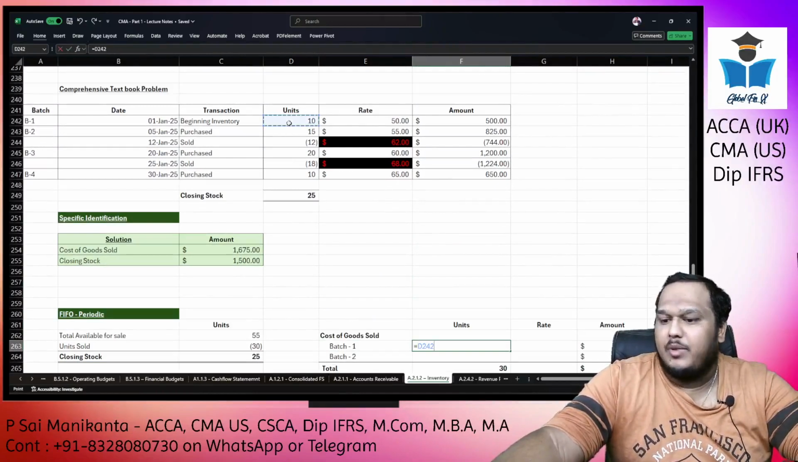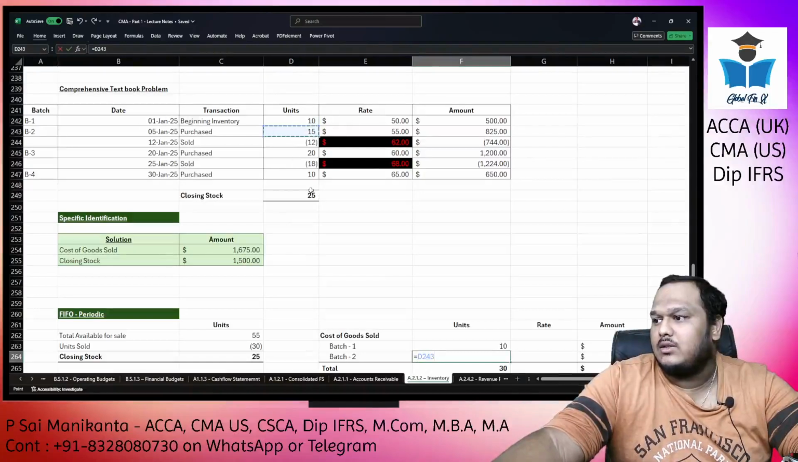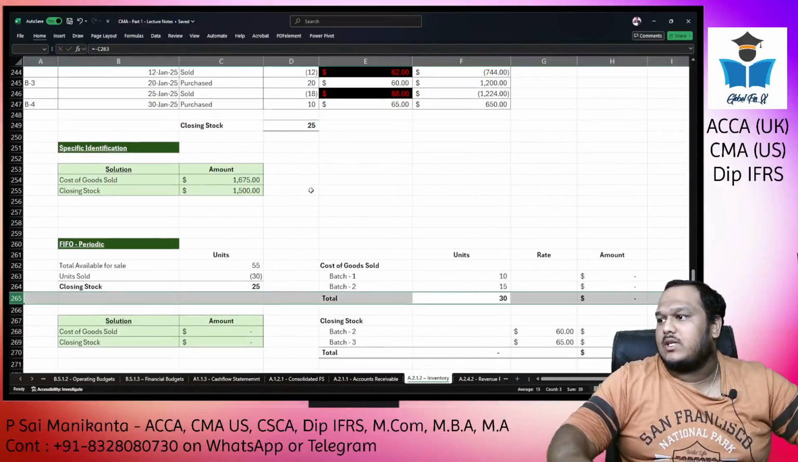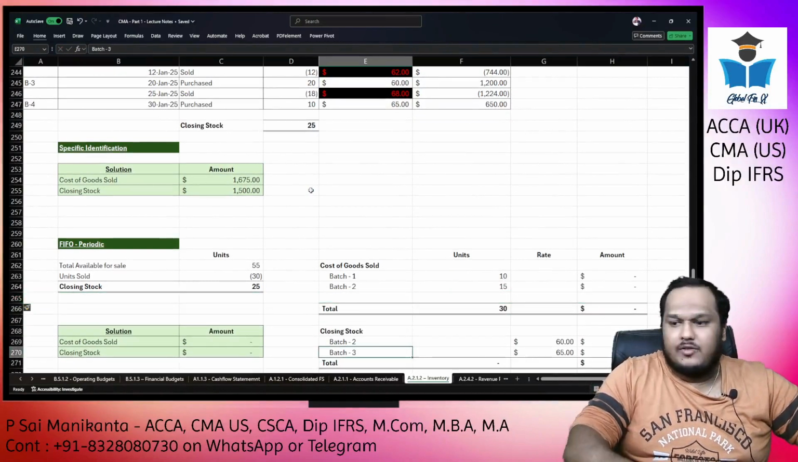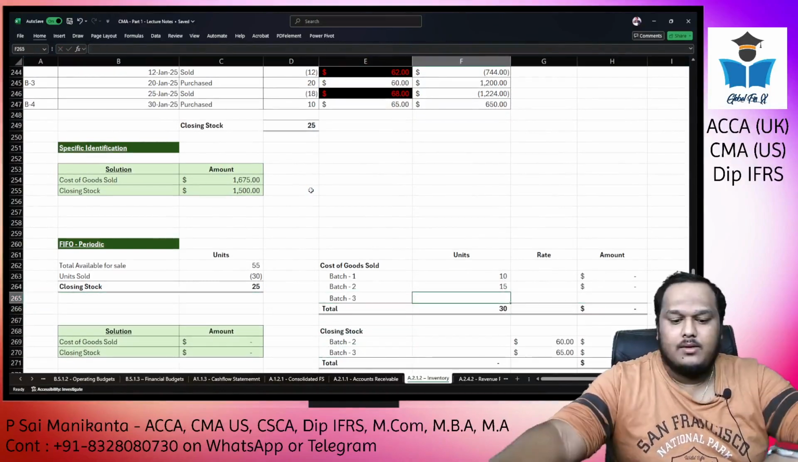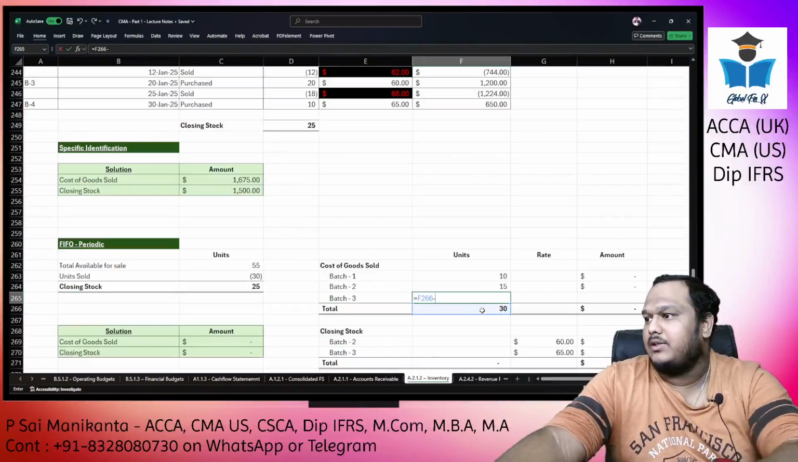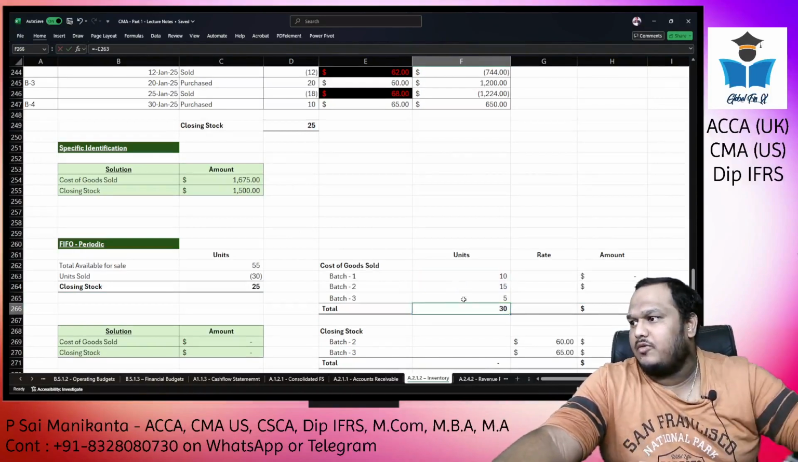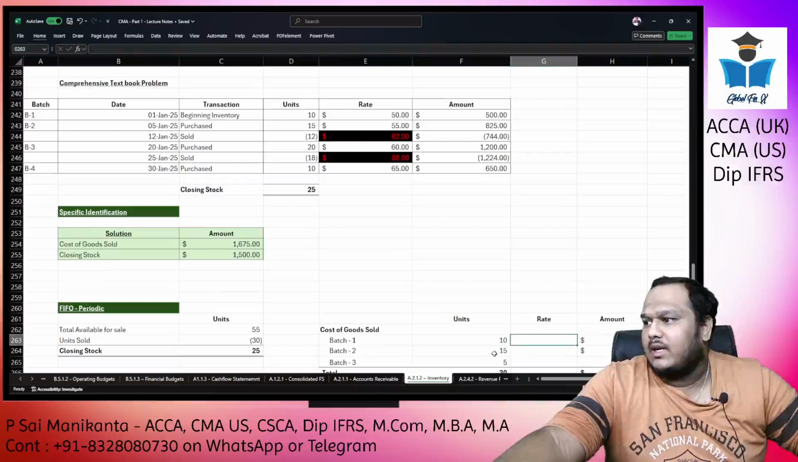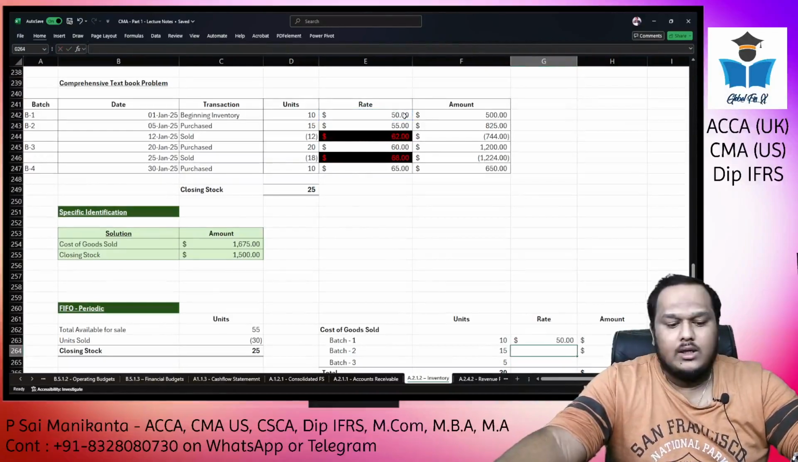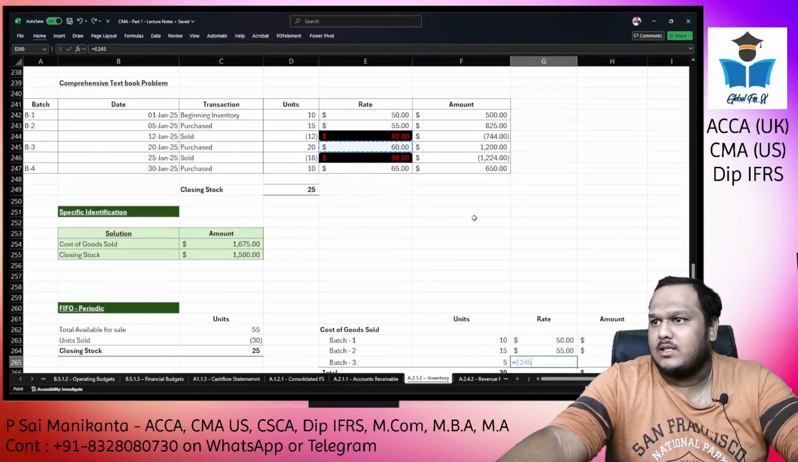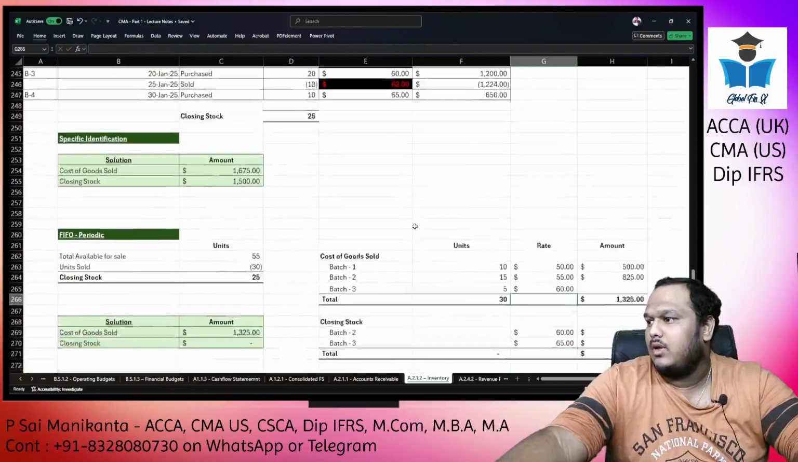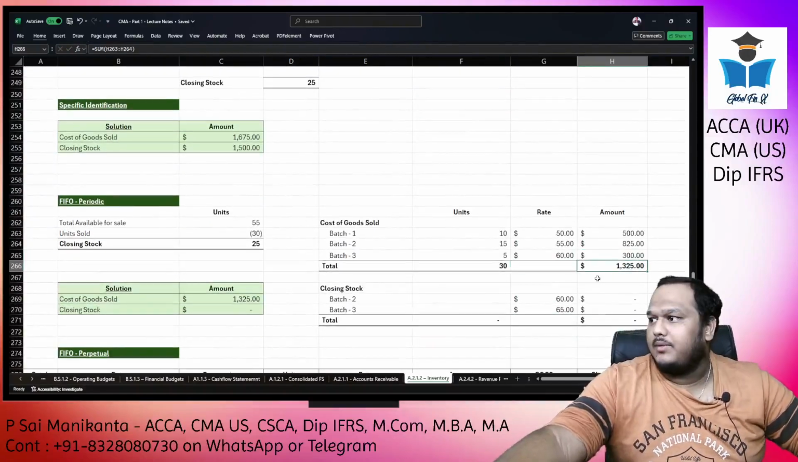So first we'll sell from beginning inventory, that is batch 1. Then we'll sell from first purchases, that is 15. So still we need to sell 5 units, which I'll take from batch 3. So from batch 3, 30 minus 10 minus 15, 5 units I need. The rates will be first opening stock at 50, then batch 2 at 55, and batch 3 at 60.